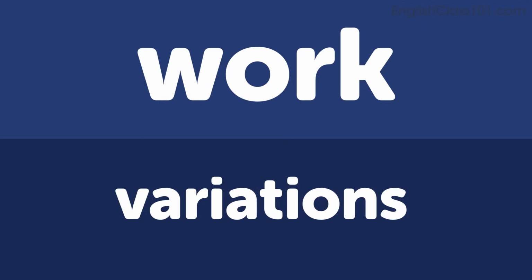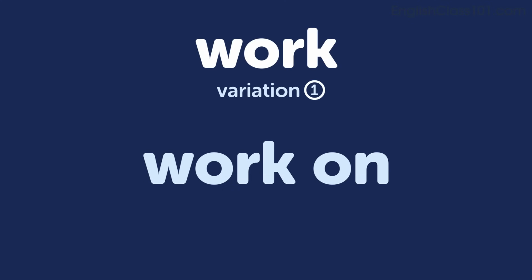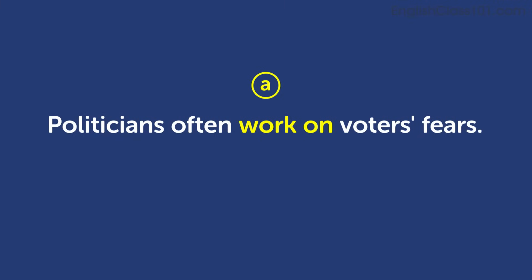Now, let's look at some variations. The first variation is work on. Work on means to try to affect, or like to try to influence, to try to persuade someone. Some examples of this. Politicians often work on voters' fears. So to work on someone's fears, it's like they're affecting that. They are trying to persuade people by focusing on their fears in this example sentence.